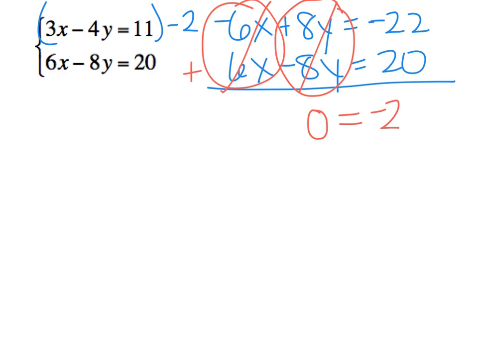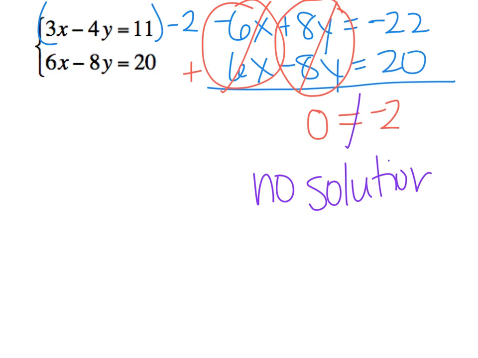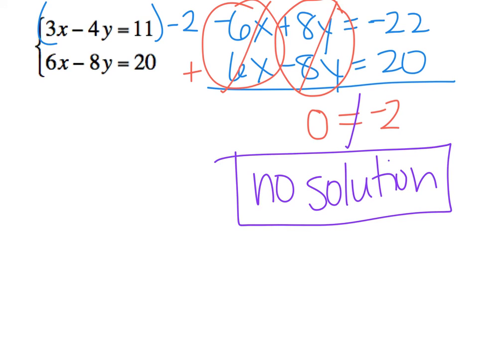So then the question you have to ask yourself is, is that statement true or false? Does 0 equal negative 2? 0 does not equal negative 2. So what this tells us, this is a special case where we have no solution. There's no values that are going to make this equation true. If you had gotten 0 equals 0, that's where you say that there's an infinite number of solutions.